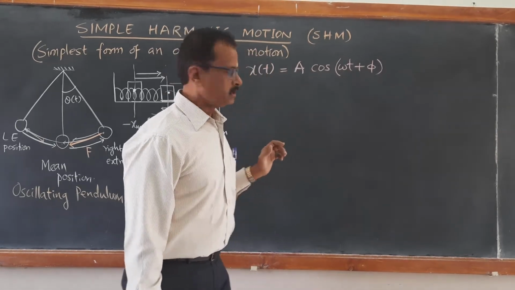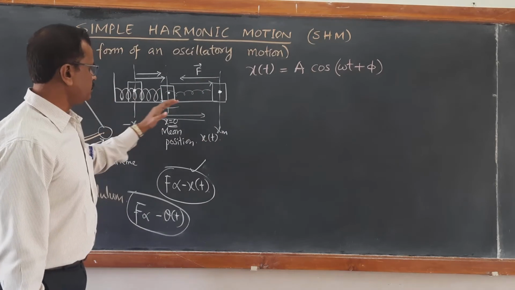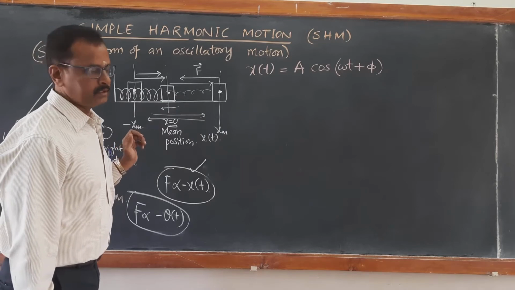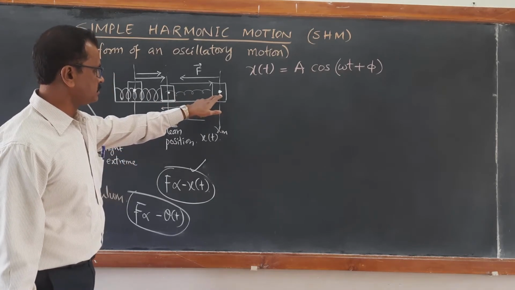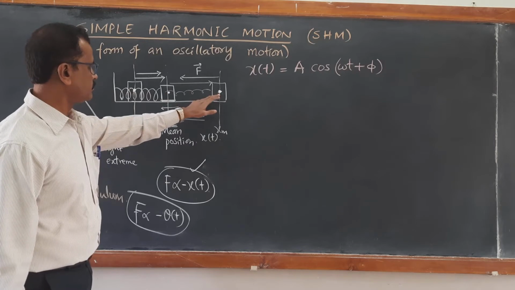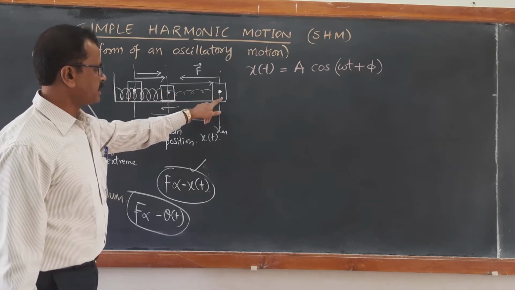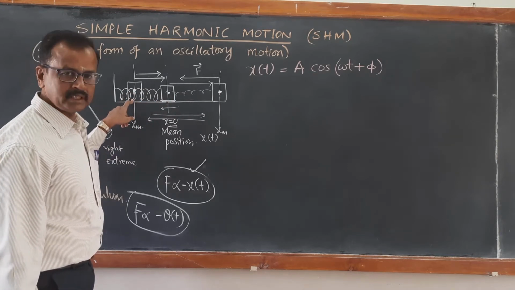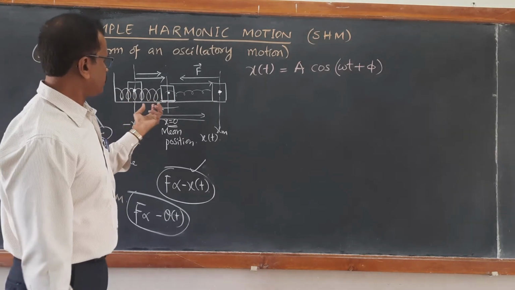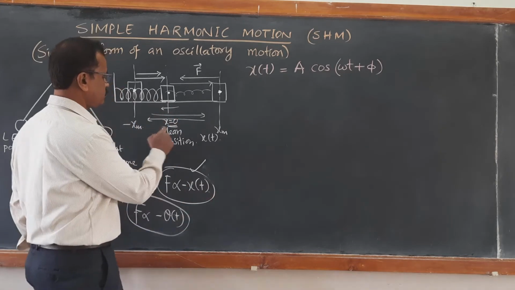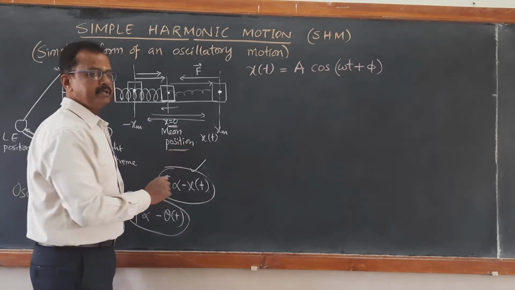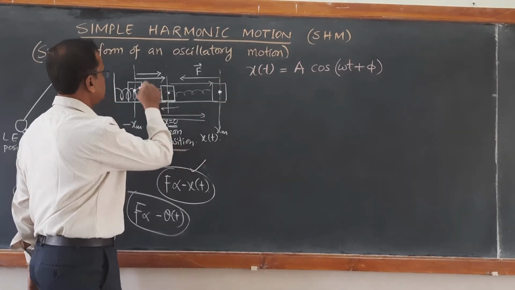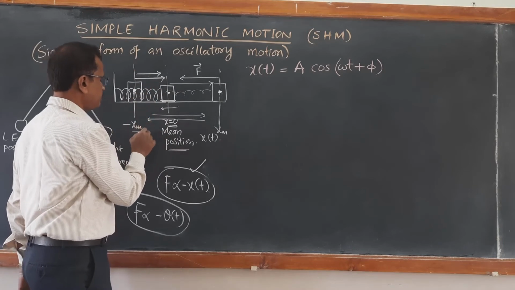Now, let us consider the same example of the oscillating spring about the mean position. So we will look at these 3 points, 1, 2, 3: the right extreme position, the mean position, and the left extreme position. The load attached to the spring is oscillating about this equilibrium position, between extreme position xm and another extreme position minus xm.